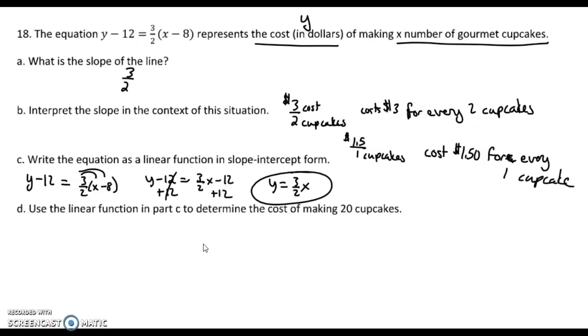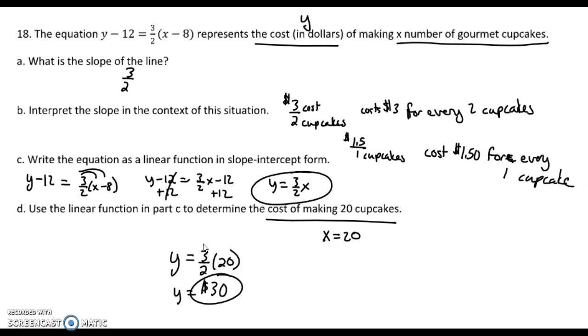So the linear function, use it to determine the cost of making 20 cupcakes. Well, remember, x is how many cupcakes. So if you're saying 20 cupcakes, that means you know x. So you would plug in 20 for x. And so then we can type it in a calculator, and we get that it would cost $30 to make 20 cupcakes.